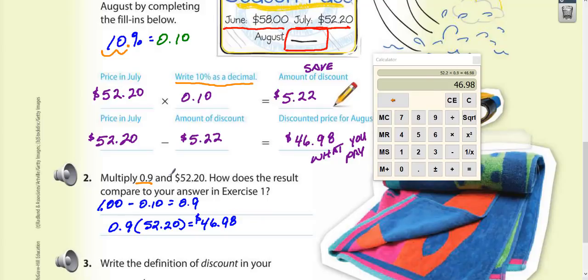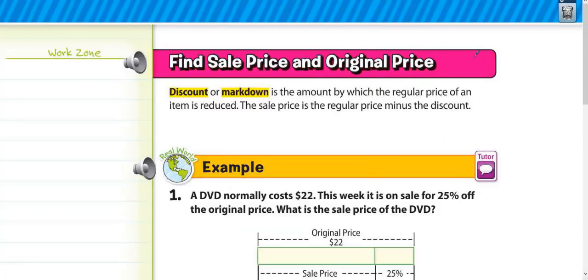$46.98. So you're getting the same thing as you got when you went ahead, multiplied by the 10%, and then took away what you saved. Here we took away the 10% before we multiplied. You get the same outcome. Okay, let's take a look at the next page. Get rid of this calculator.